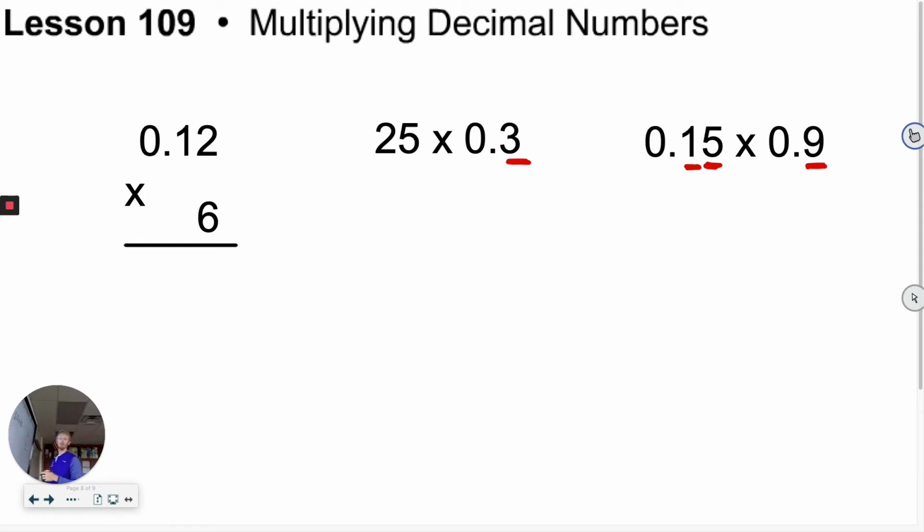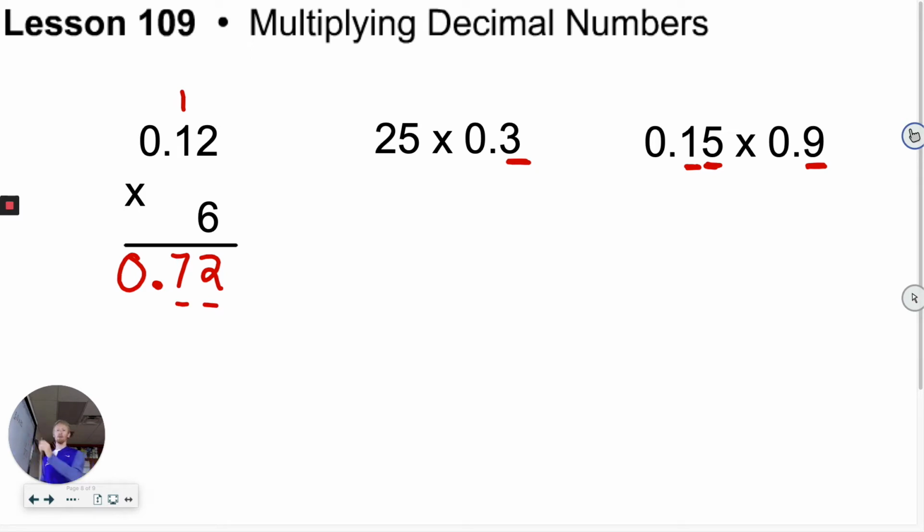6 times 0.12. So 6 times 2 gives me 12. 6 times 1 is 6, plus 1 is 7. So I have 72. Now, my answer needs 2 decimal places because I originally had 2 decimal places to start with. So what I'm going to do is I place the decimal point here, and then I have my 2 decimal points in my answer, 0.72, just like I had 2 decimal points to start with.